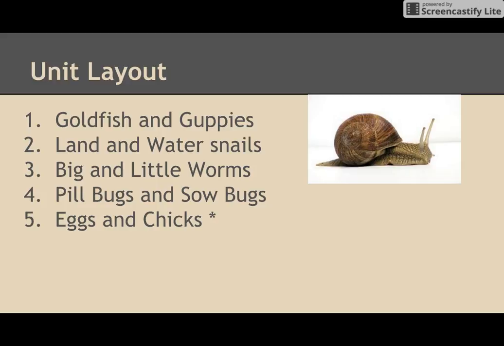Animals 2x2 is split into 4 different investigations: goldfish and guppies, land snails and water snails, big and little worms, and pill bugs and sow bugs. These investigations are separated in your teacher guide into smaller booklets if you're using a binder, or by tabs if you have a spiral book. Notice that there's a 5th investigation, eggs and chicks, that we will not include in this screencast. Due to animal ethics concerns, the eggs and chicks investigation is not recommended unless you have experience with raising chickens.